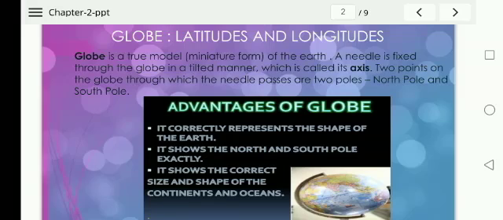And now some advantages of globes. It correctly represents the shape of the earth. It shows the north and south pole exactly, and it shows the correct size and shape of the continents and oceans.